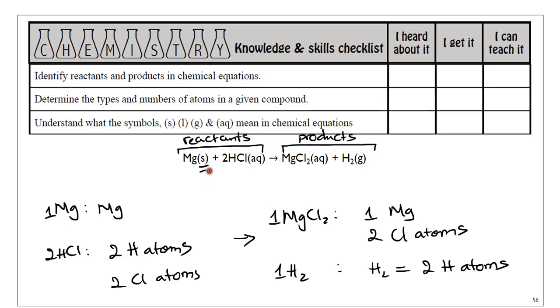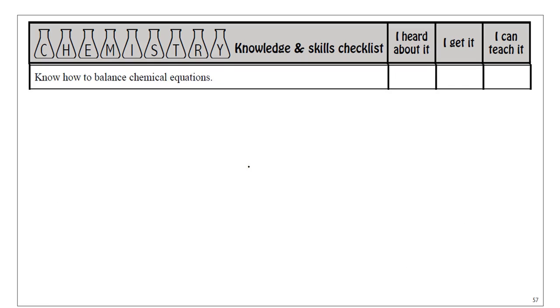Okay, so symbols, (s) is a solid, so magnesium is a solid, H2 is a gas, and the last symbol that we haven't seen is (aq), and aq just means dissolved in water. So for example, if I have some table salt and I put it in a cup of water and I stir it, that is called an aqueous solution because it's dissolved in water. So water is not shown, but the substance is in a solution with water. All right, and last but not least is an ability to balance chemical equations.